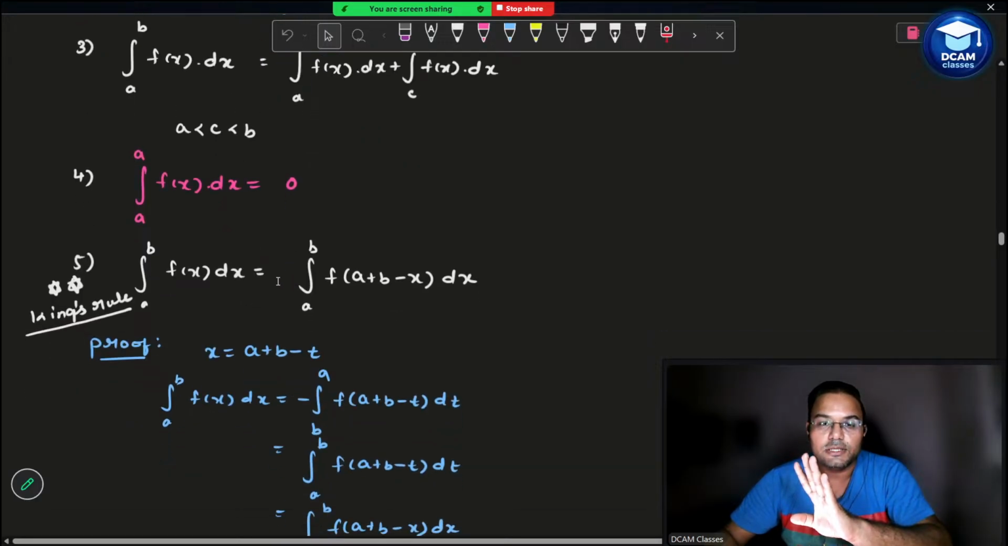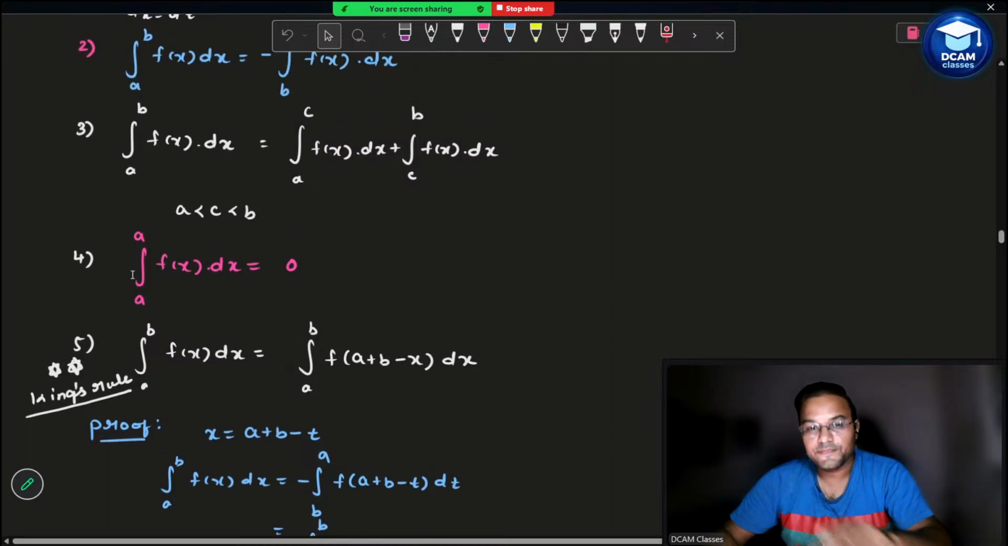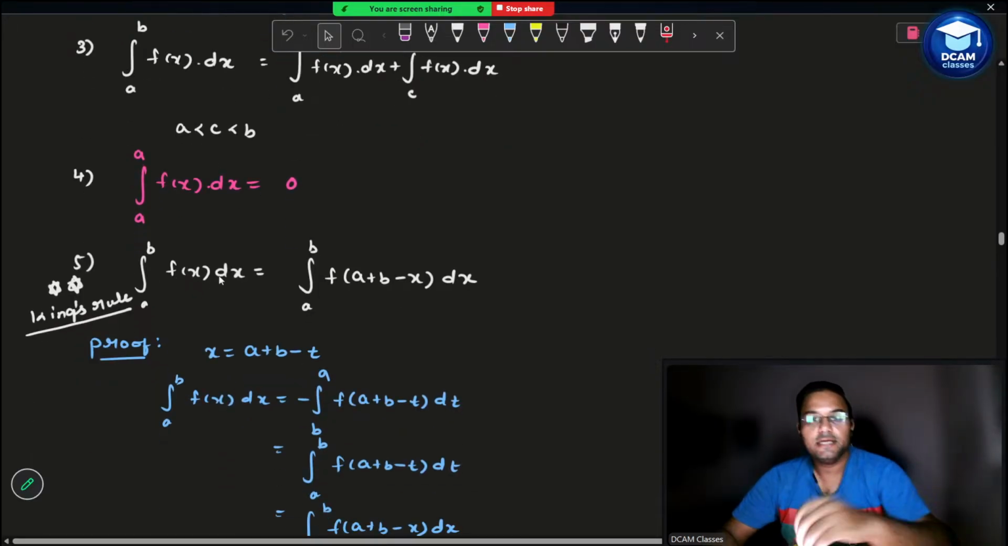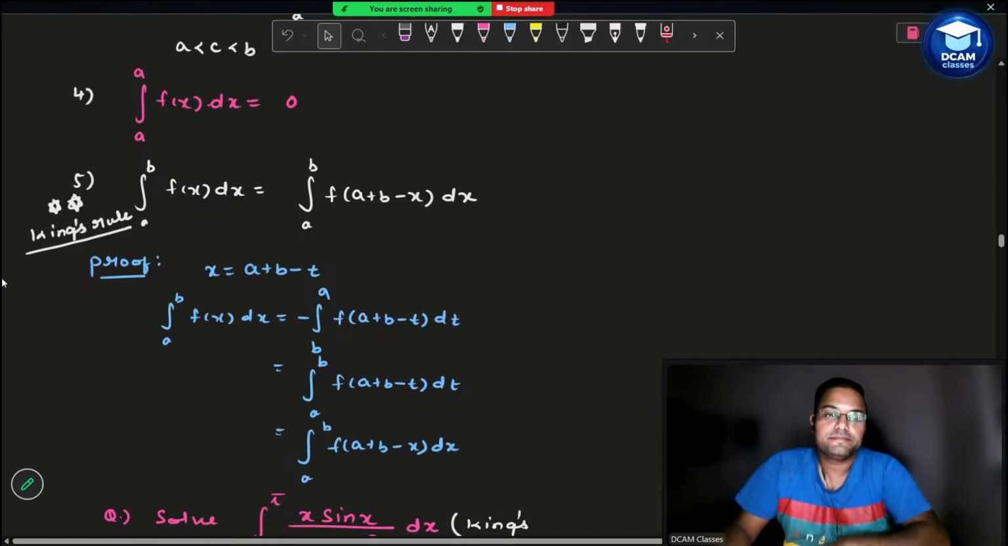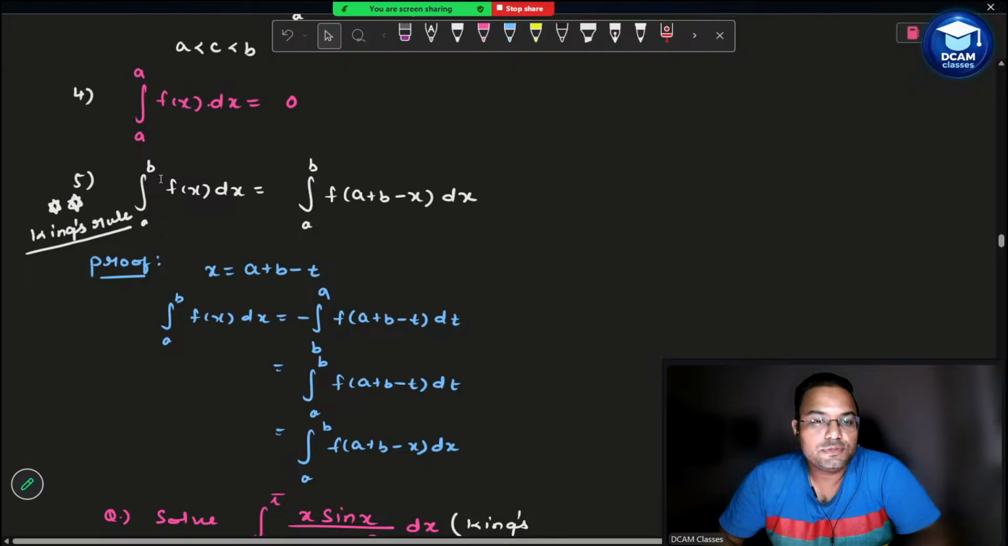Yes, Haripriya, you remember all these? Yes. Now see, the important thing is this King's rule. Even though I have done the derivation, the derivation is not important actually. The important thing is that using this rule, King's rule, you can solve so many questions. In your CBSE it will be used so many times. In your JEE Main also, sometimes it may be used. But most of the time, they're using King's rule only. The integral a to b f of x dx is equal to the integral a to b f of a plus b minus x dx.